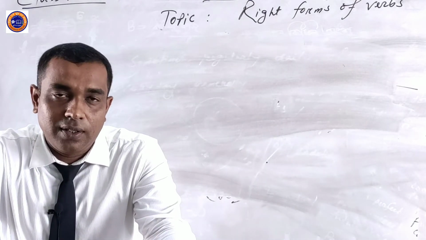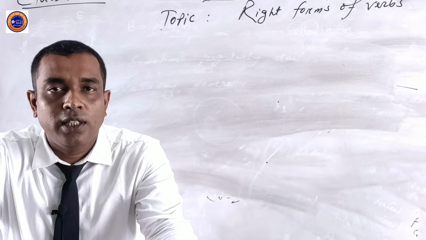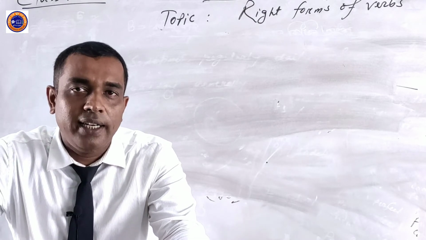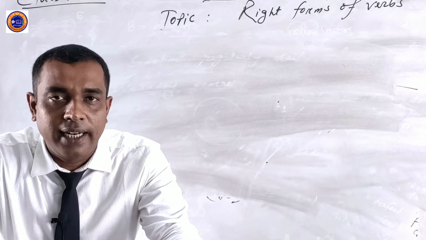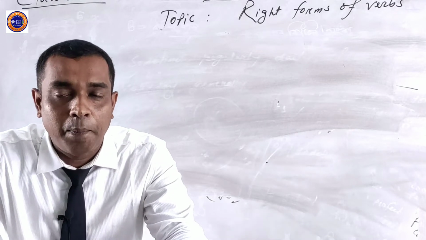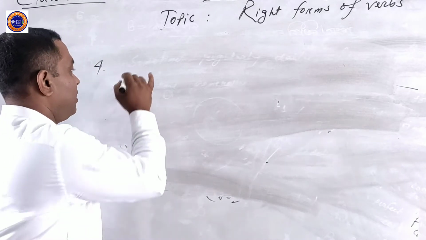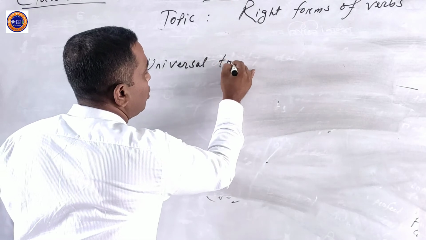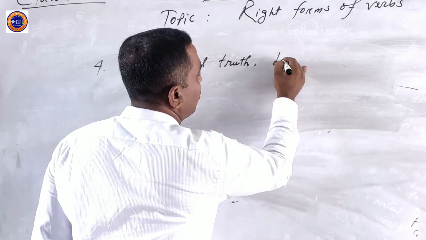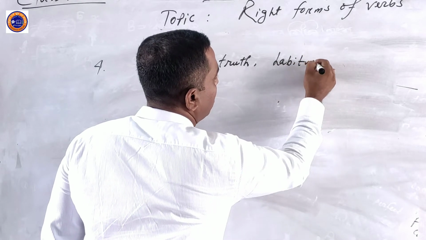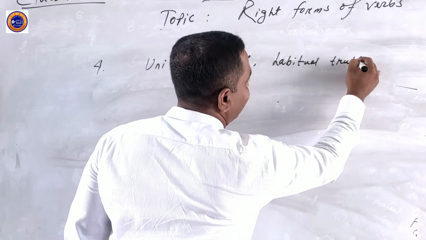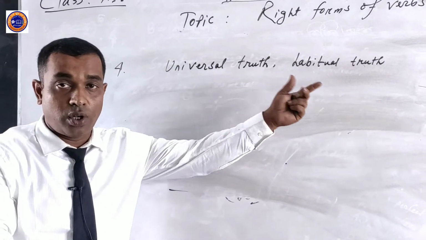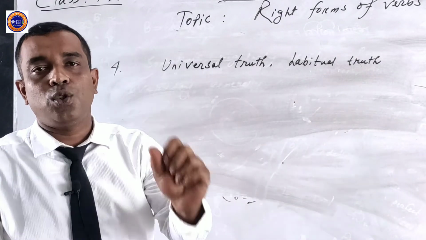If the sentence expresses any kind of universal truth or habitual truth, you must understand that this sentence will be present indefinite tense. What are universal truth and habitual truth? If the sentence expresses these types of things, universal truth or habitual truth, you must understand that this sentence will be present indefinite tense.